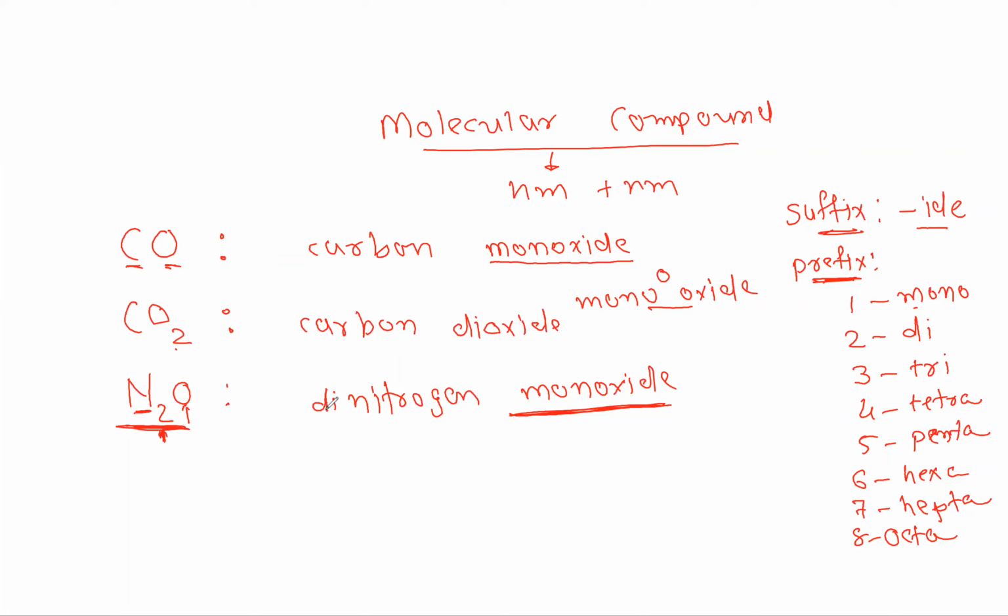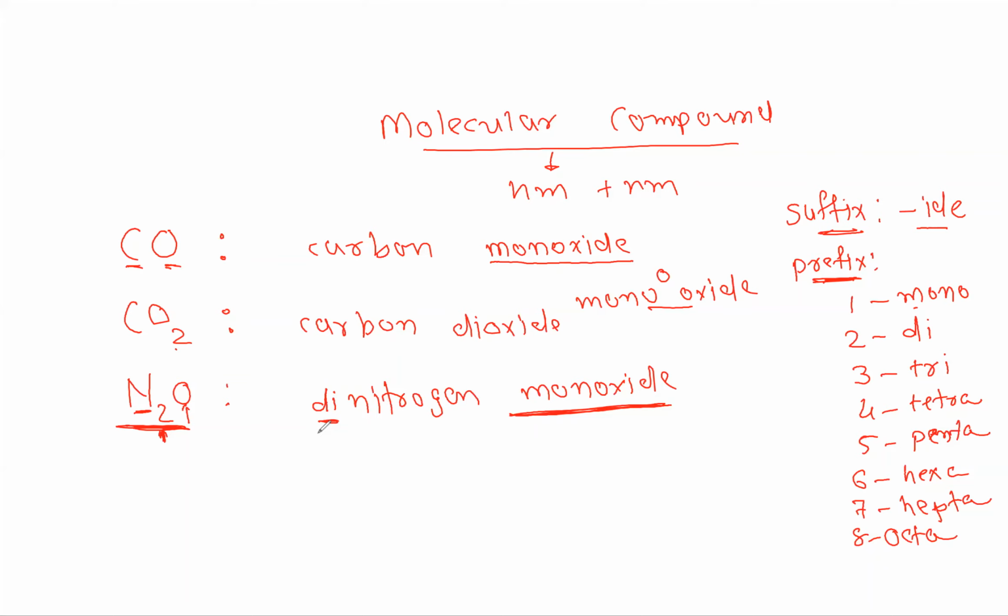What should be the actual name of this compound? Dinitrogen monoxide. Make sense? If there are two nitrogen atoms, then you put the prefix on the first noun, and if there are two oxygen atoms, then you put it on the second one.